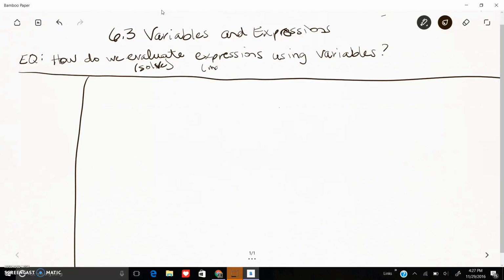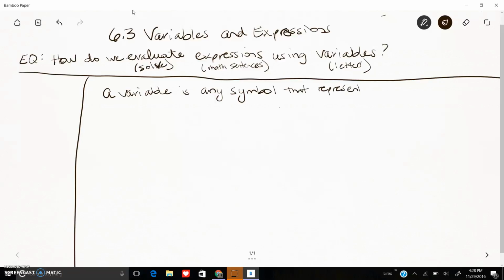Expressions are math sentences, right? And variables are the letters that we see in math equations. So the actual definition of variable for math is any symbol that represents an unknown number. So basically, it holds a number's place.